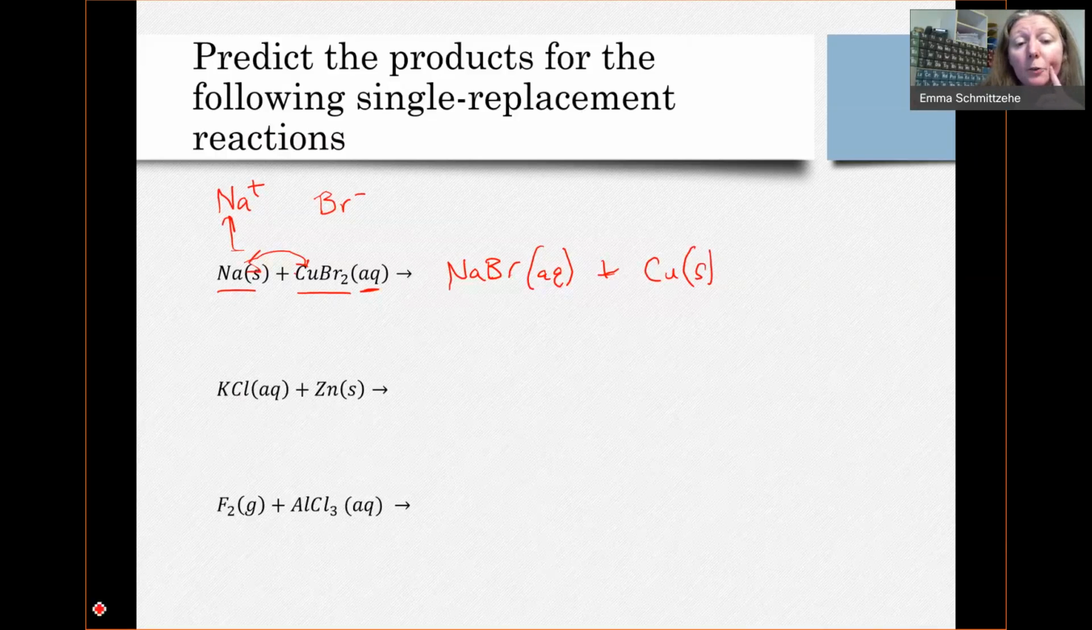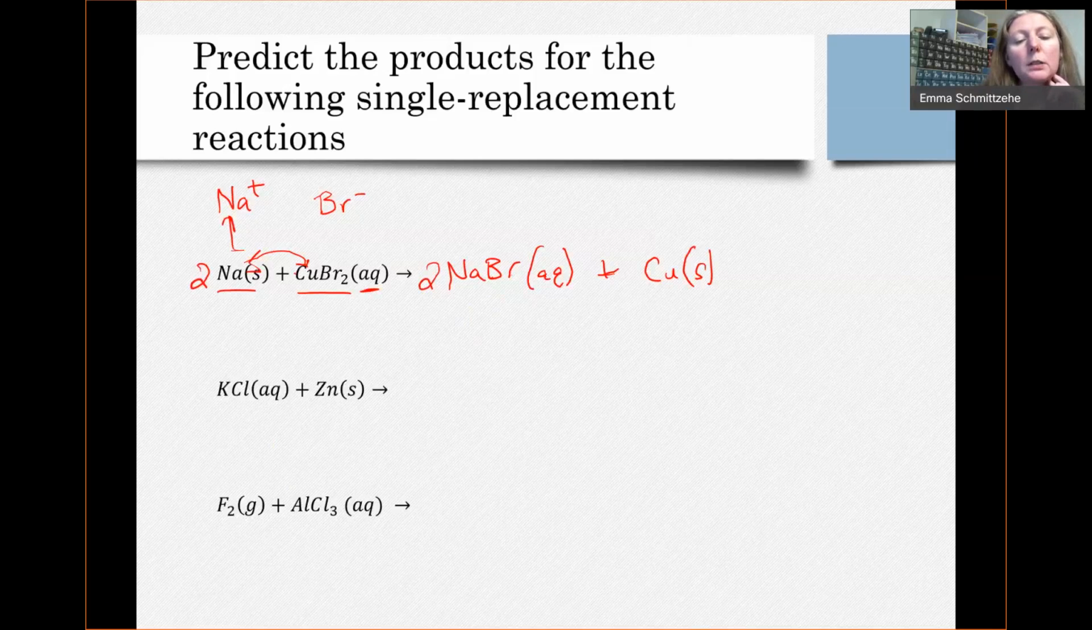So I didn't carry over the subscript, and that's because they combine in a ratio to neutralize the charges. Sodium's only a +1, so you only need one Br minus. So here we're going to need 2 of those NaBrs, meaning we need 2 Nas in this reaction.